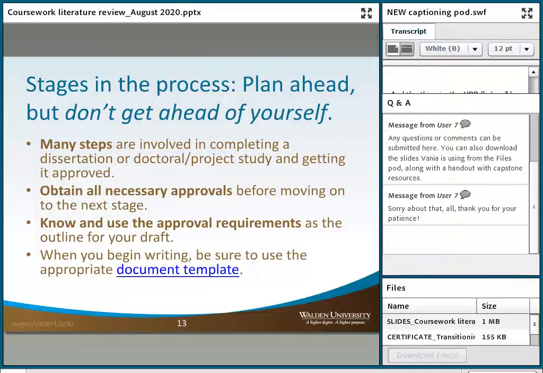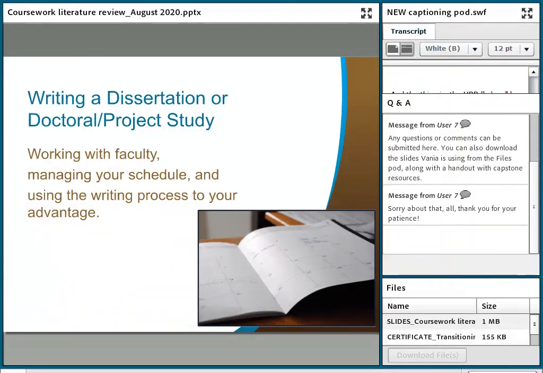And then last, when you begin writing, be sure to use the appropriate document template. We'll talk more about the template in a little while. First and foremost, I want us to get through talking about the process a little bit more, and then we'll come back to talking about the template. But I did link it here, just in case you want to know more about that. It's linked there as well, but I will get back to talking about the template.